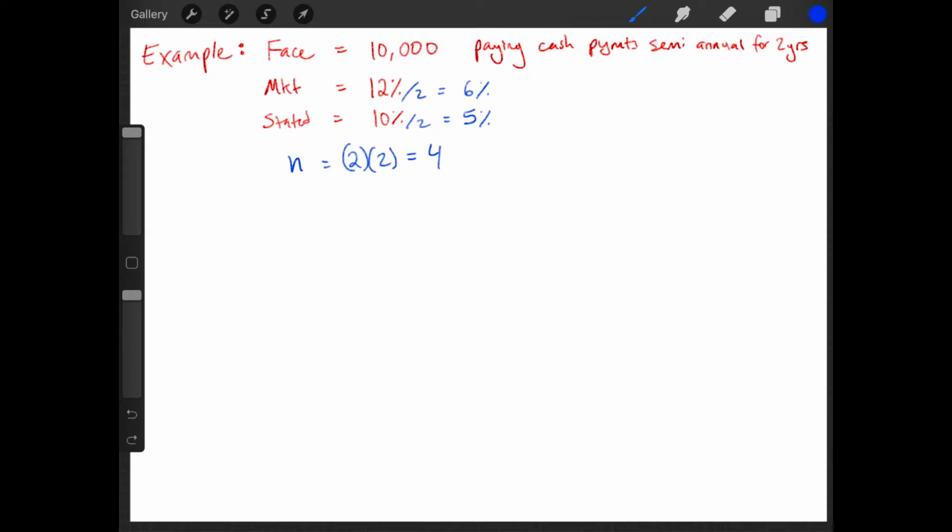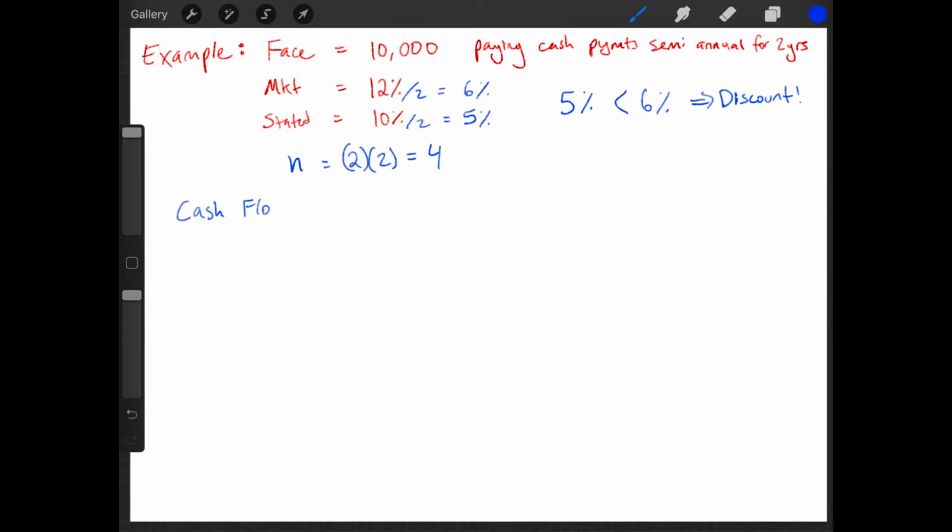Now quickly here I can compare my stated and market rate to determine what my bond was issued at. Since my stated rate is 5%, which is less than the market rate of 6%, I know that this bond was issued at a discount. Moving forward, I can go ahead and calculate my future cash flows so that I can determine the present value of those cash flows to confirm that this bond was issued at a discount.